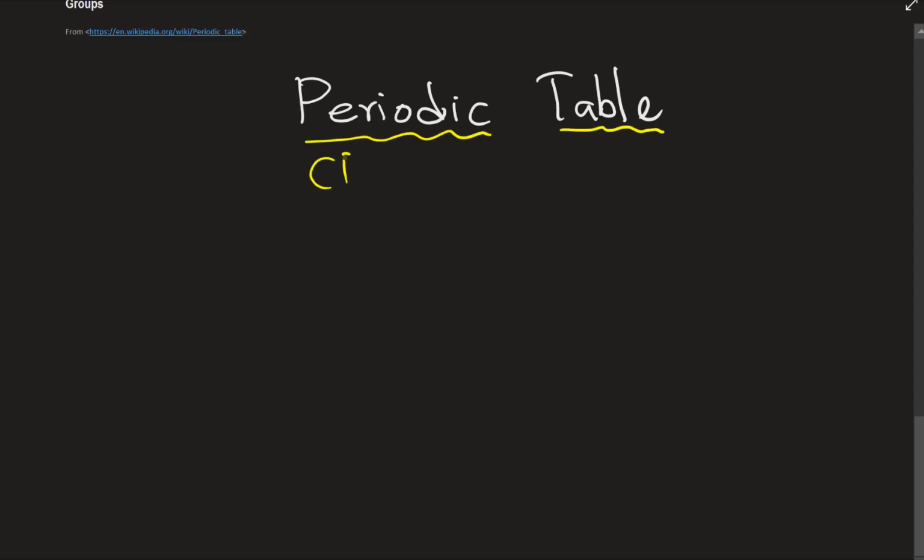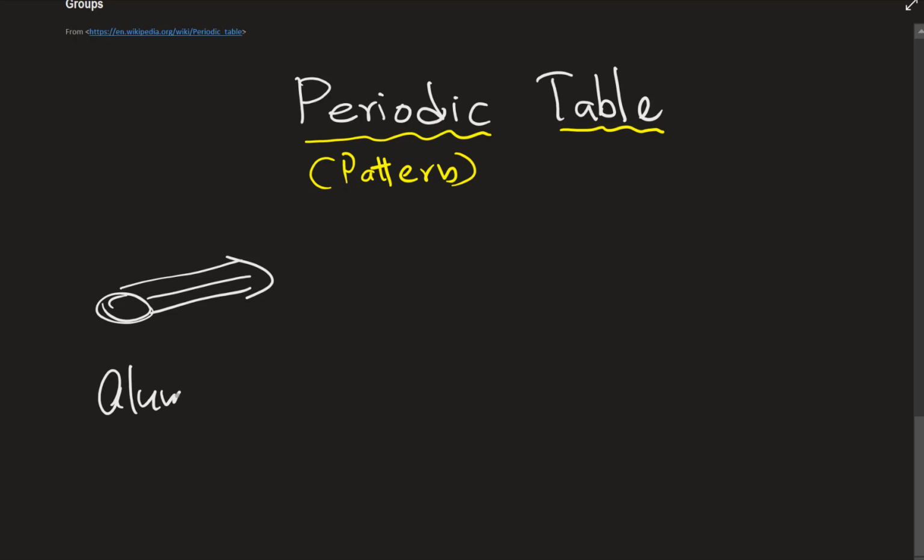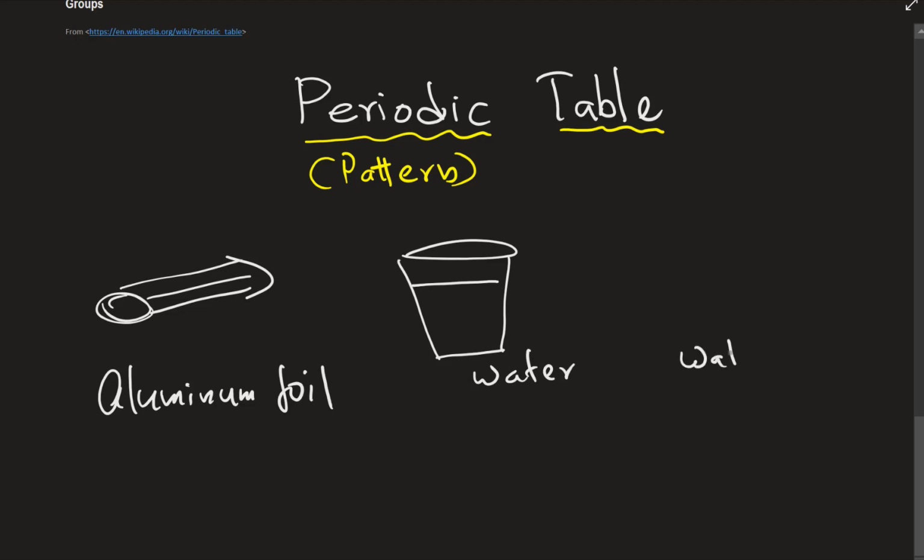Hello, children. We are going to talk about the periodic table today. Especially, you're going to learn about patterns. So, go to the kitchen and grab an aluminum foil and a glass of water, and also another glass of water.